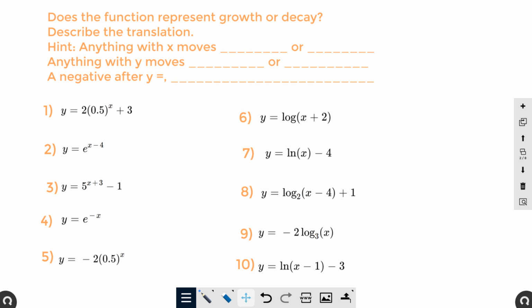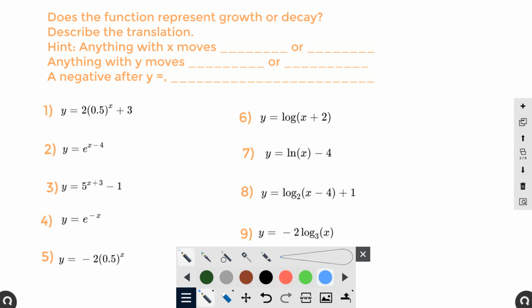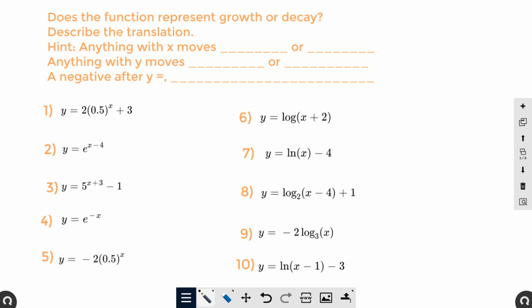Okay, so the first thing that we're going to do is fill in for these little hints that we have. Hopefully you remember these from the first day, first unit. Anything that is with X is going to move the graph how? Left or right? What kind of numbers make it move to the left when we do what? Or what operation? The minus goes with the right and the positive goes with the left. It's opposite of what you think when it's with X.